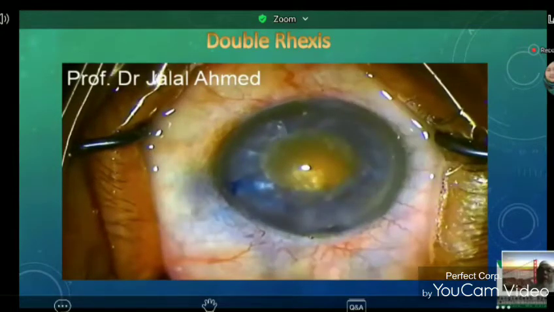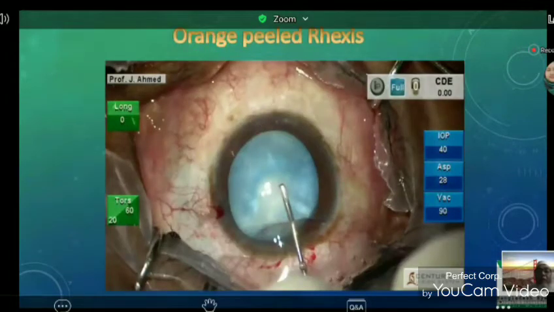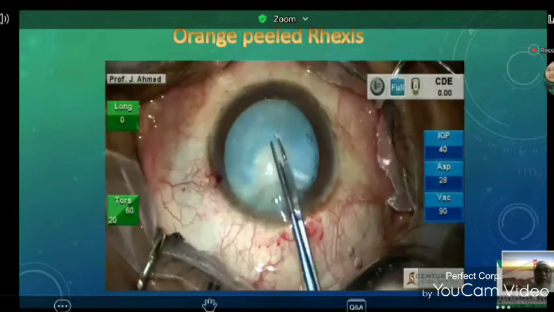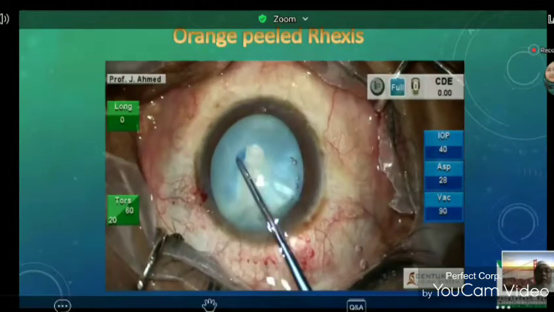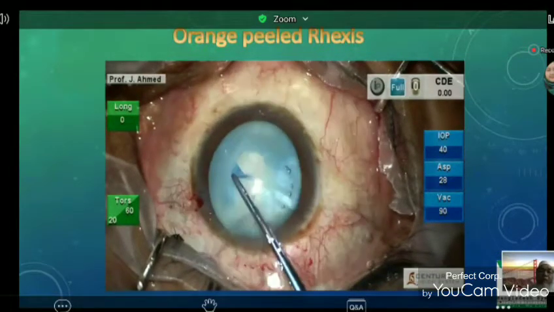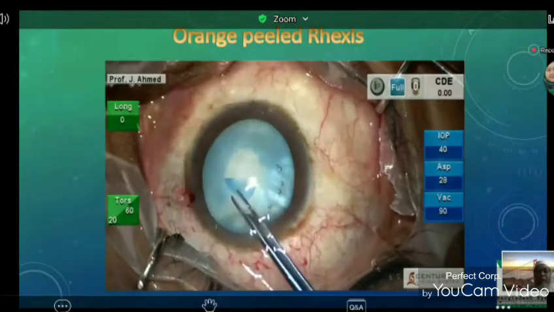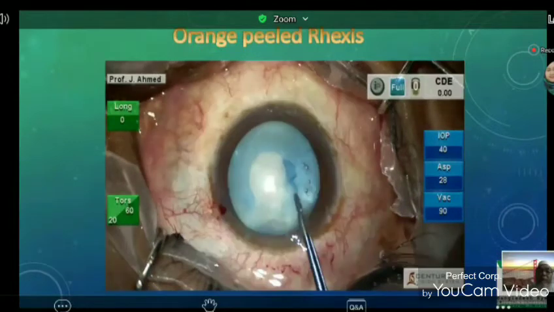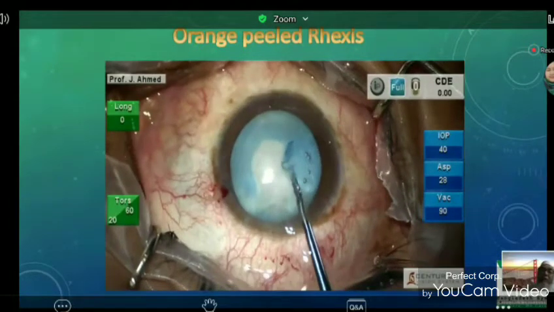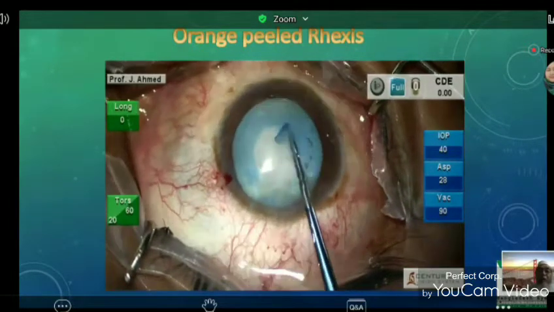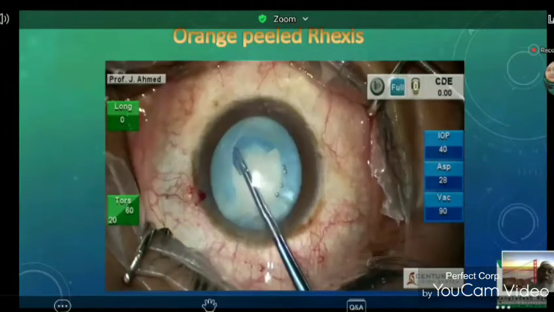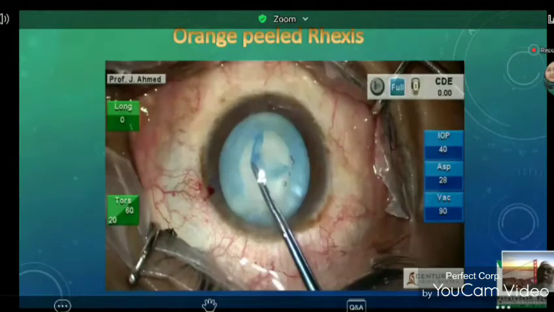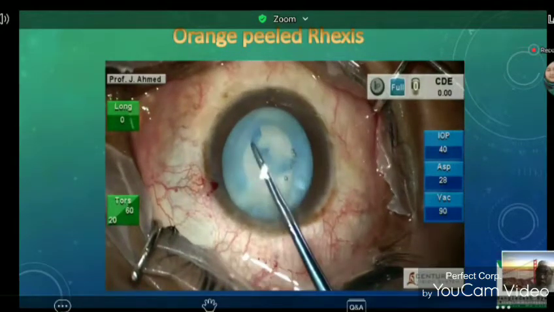This is one of the common and easiest ways of doing it, that is double rexis. There are many other ways of doing rexis. Another way is orange peel like rexis. Initially, after puncturing the capsule, we attempt a smaller rexis, and near the completion of the rexis, we target a bigger circle and complete it at our targeted diameter. So it is also an easy way of completing rexis in white cataract.